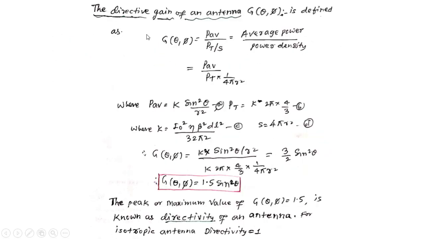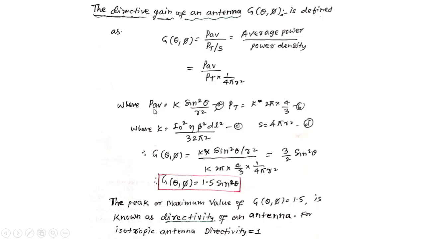The directive gain of an antenna G theta phi is defined as G theta phi is equal to P average divided by total power divided by surface area. This is given by average power divided by power density.